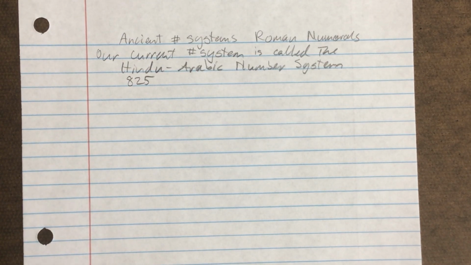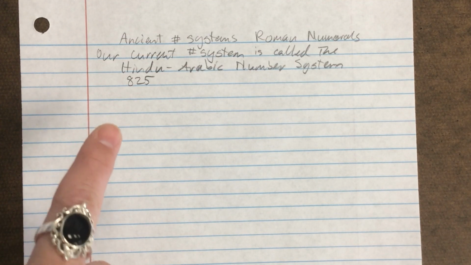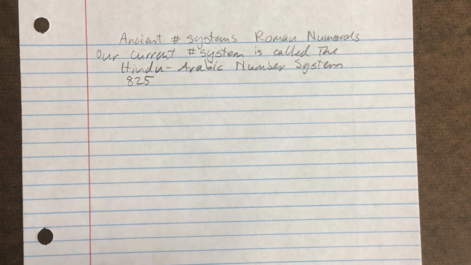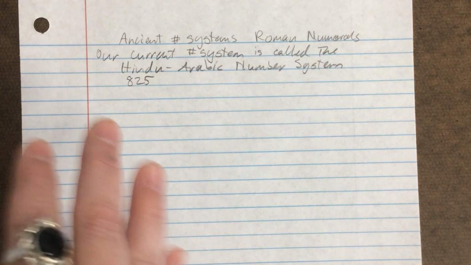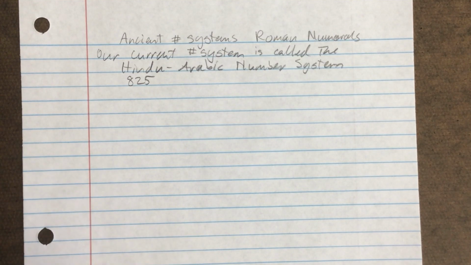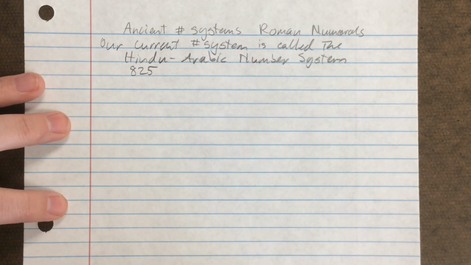Interestingly enough, both the Hindus and the Arabs have different numbers than the ones that we use. They know ours as well, but I just think that's kind of funny that the Hindus and the Arabs have different numbers than the Hindu-Arabic system. Things like that kind of tickle me a little.